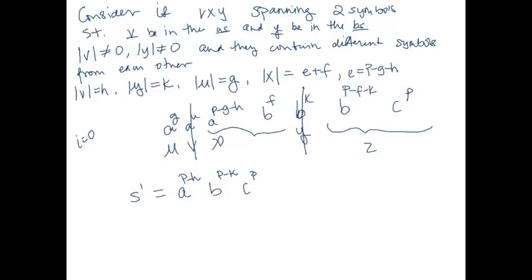Since the length of V, which was H, is not 0, and the length of Y, which was K, is not 0, then we have that P is not equal to P minus K, and P is also not equal to P minus H. Therefore S prime is not in the language. We can also generalize this to say if V's in the A's and Y's in the B's, or V's in the B's and Y's in the C's, we still have a string that can't be in the language.